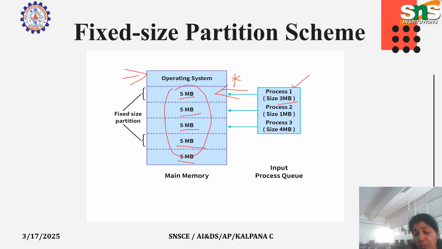Contiguously, continuously. For example, the second process is 1 MB, but we allocate 5 MB. Process 3 is 4 MB, and we allocate 5 MB. Like this, in fixed size partition, we allocate processes not based on the size of the process. We are not worrying about how large the process is. We have fixed a size for each block, and based on that size only, we load the process into memory. So this is your fixed size partition.